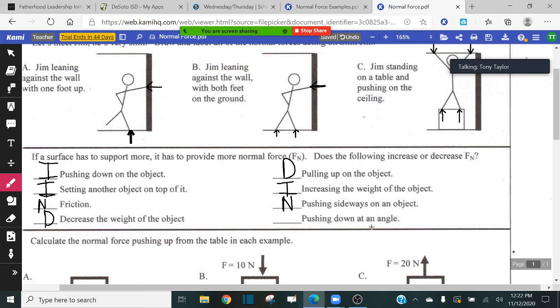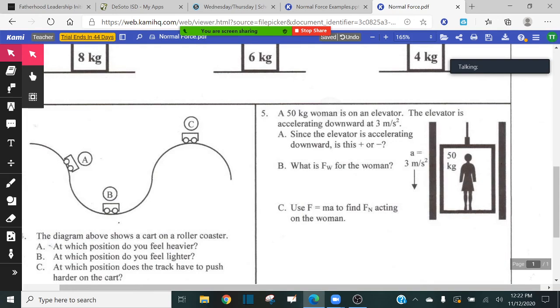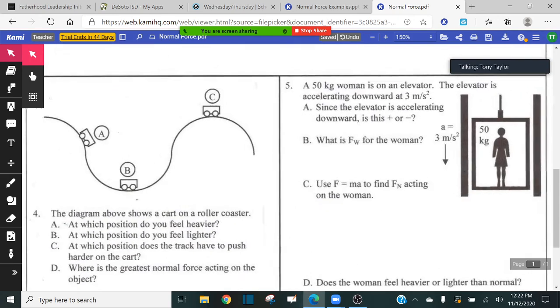What about pushing down at an angle on the object? If you take an object and you push it down at an angle, even though you're pushing at an angle, you're still pushing downward. So there's some component acting downward, so that increases the normal force. Okay. So hopefully all of that makes sense. One more thing I want to look at here. I want to look at this situation right here.